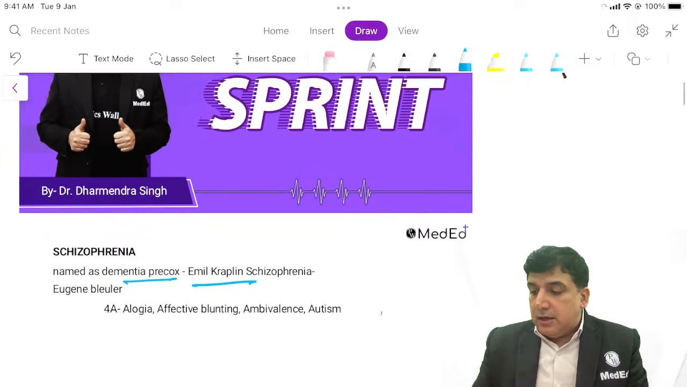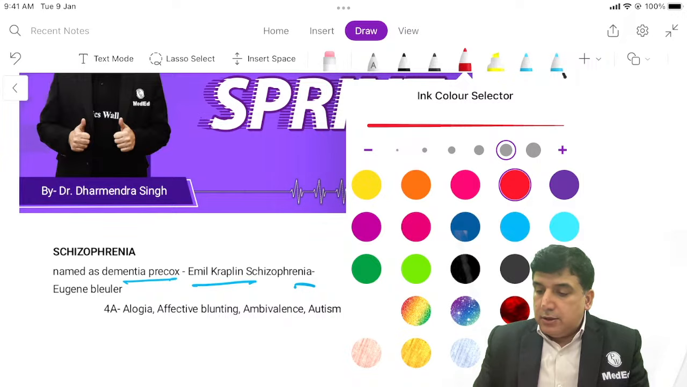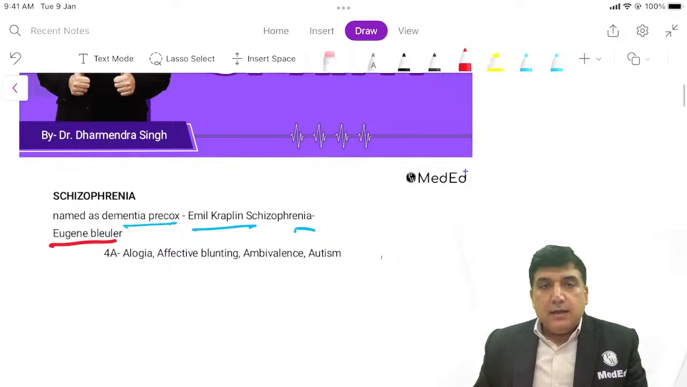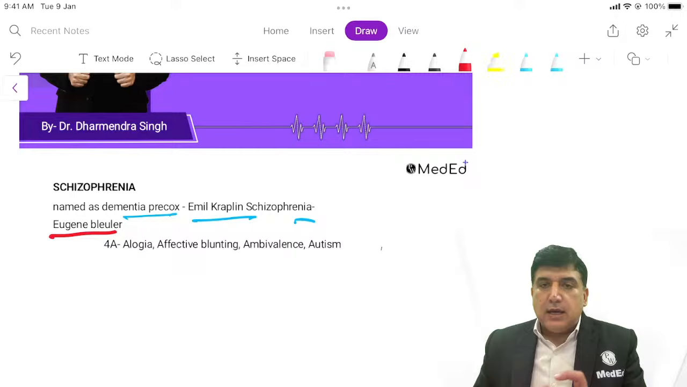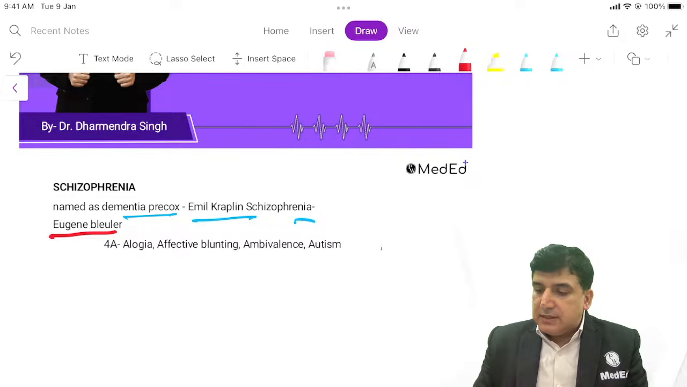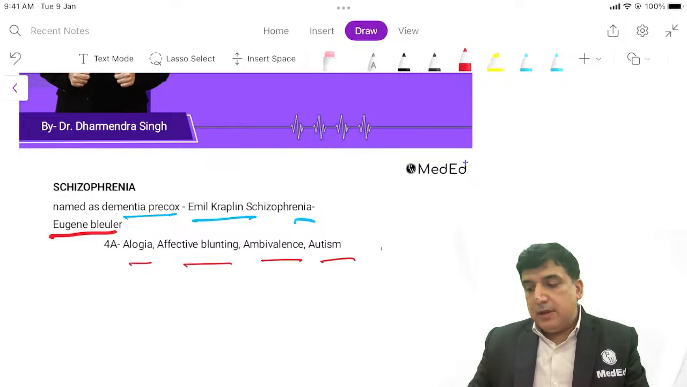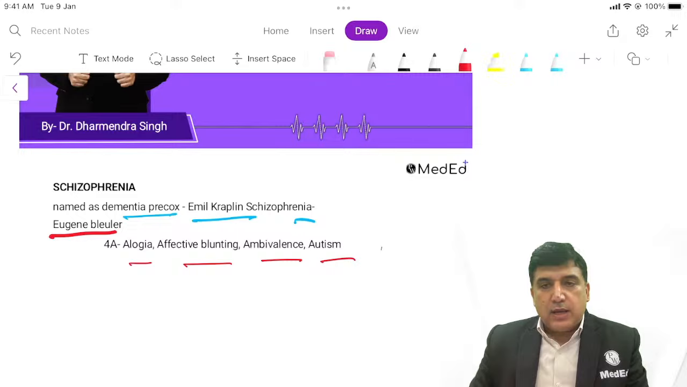Later on, the name schizophrenia was given by Eugen Bleuler. Eugen Bleuler gave four symptoms, and every symptom starts with A. So the 4A of Bleuler came into the limelight: ambivalence, alogia, affective blunting, and autism. Loss of desire to achieve goal, ambivalence, alogia, poverty of speech, affective blunting, and autism.